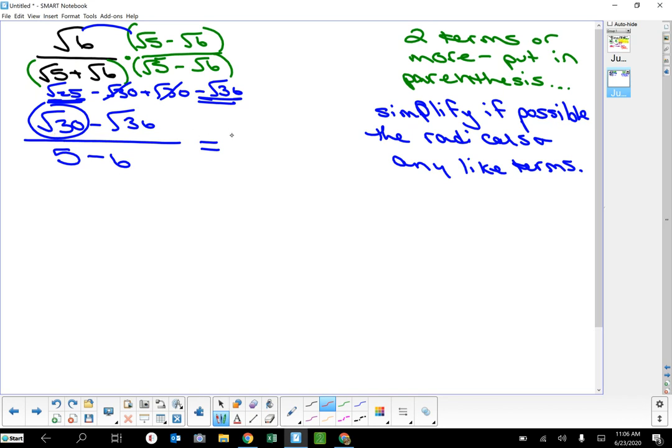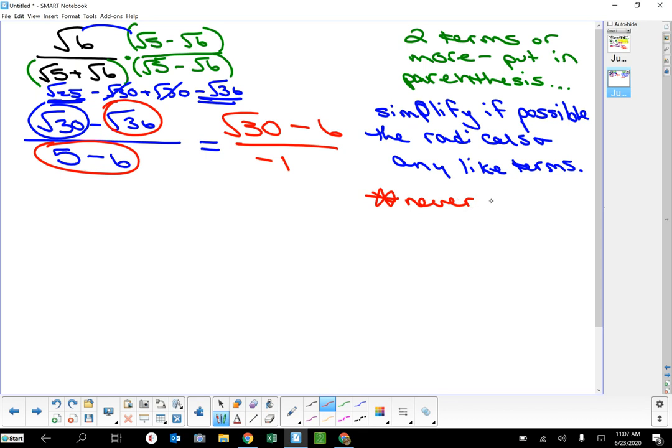All right, so we have a rad 30 that doesn't reduce. Well, rad 36 is just plain 6. And then in the denominator, 5 minus 6 is a negative 1. Now, just another note, you're never going to leave a leading negative in the denominator.